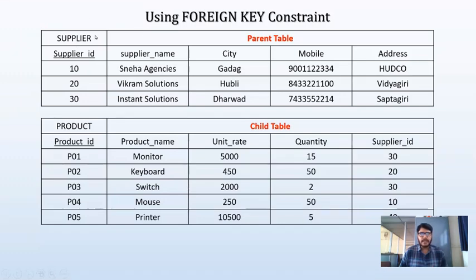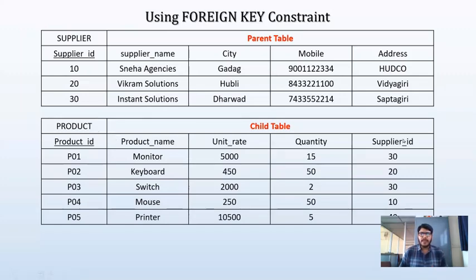So now what I need to do is create a supplier table. Already we have created this. And also we need to create a product table wherein we can store product related data. As you can see here, we are going to store product ID, product name, unit rate, quantity. So these are the fields related to the product. And also I'm going to store supplier ID as a foreign key in the product child table.